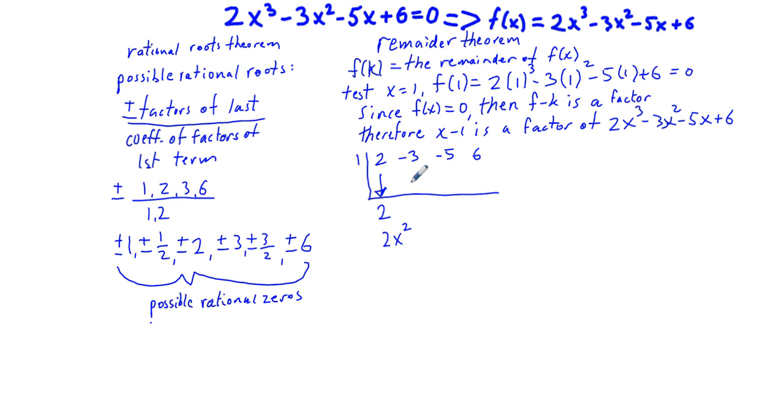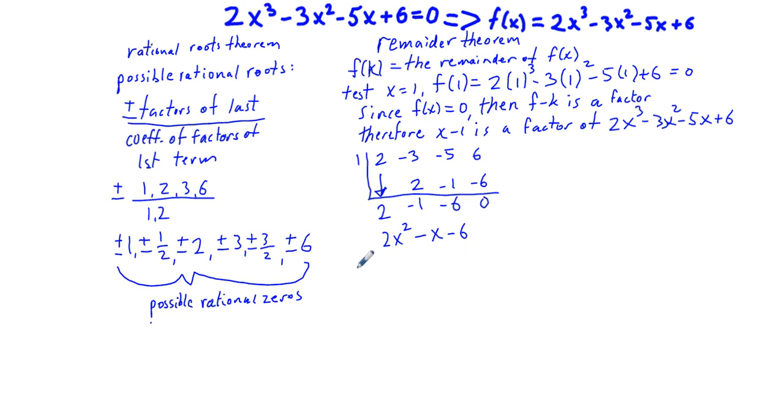1 times 2 is 2. Negative 3 plus 2 is negative 1. 1 times negative 1 is negative 1. Add negative 5 and negative 1, we get negative 6. And 1 times negative 6 is negative 6. So our remainder is 0. So we get 2x squared minus 1x minus 6.